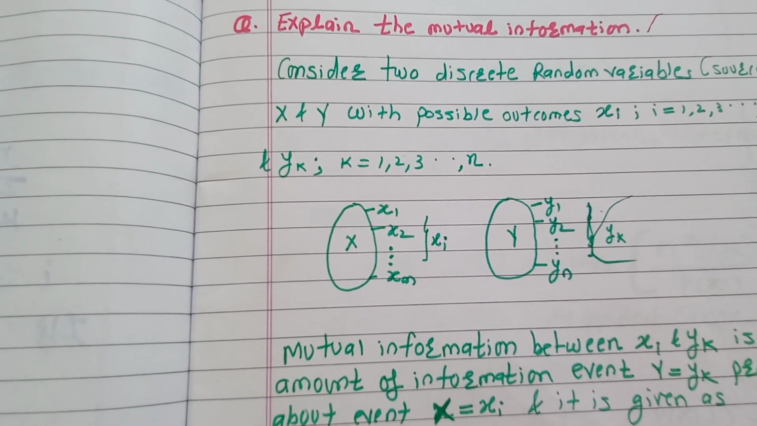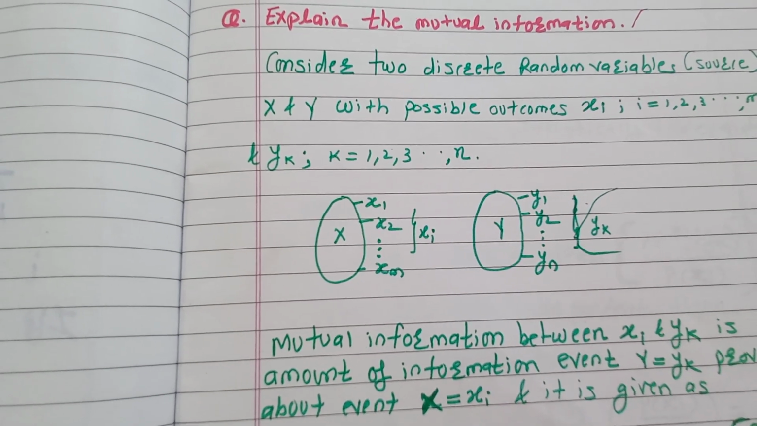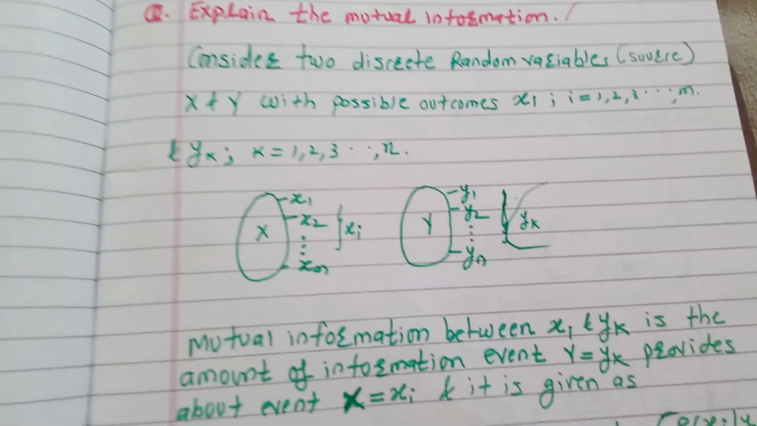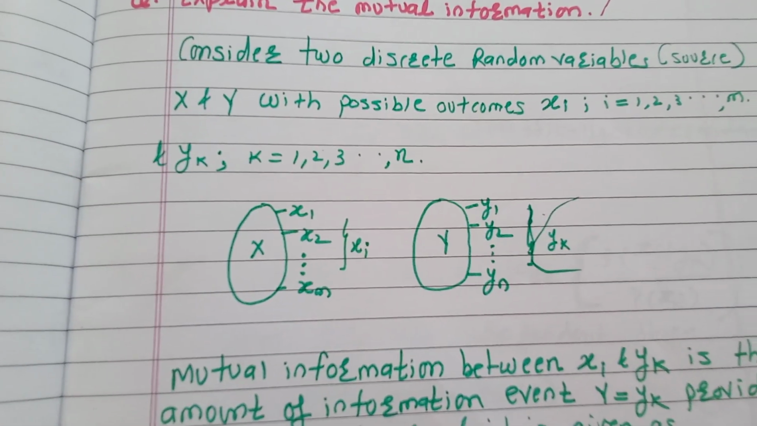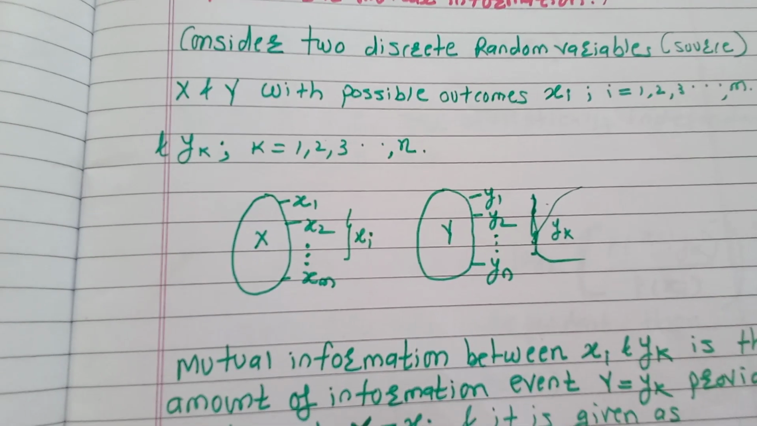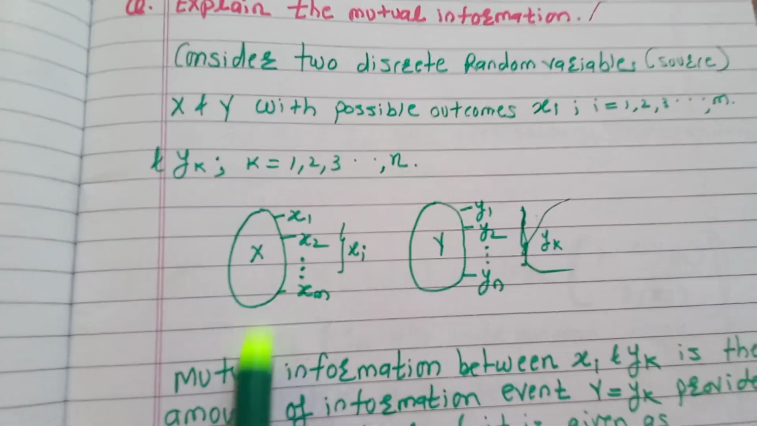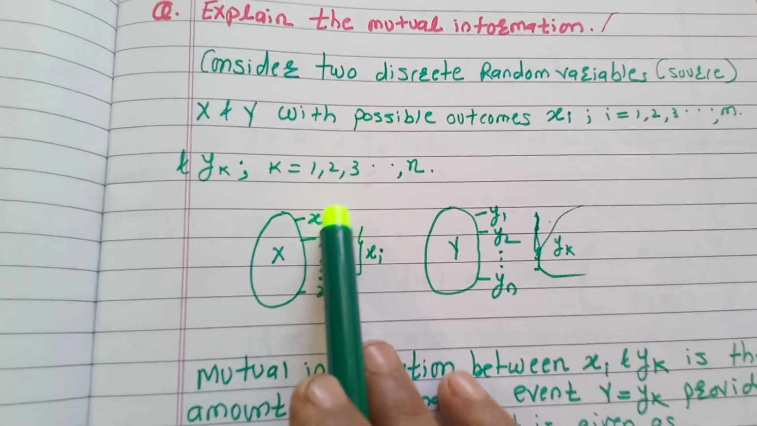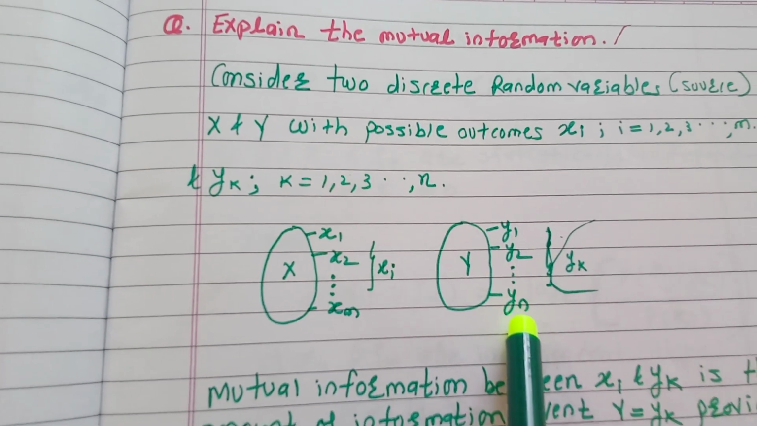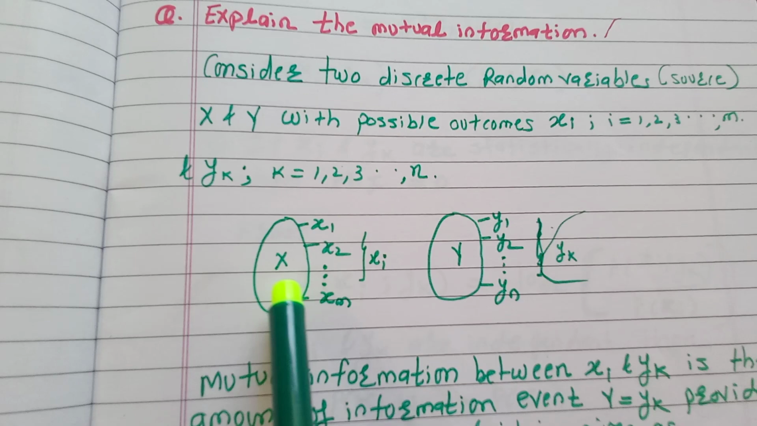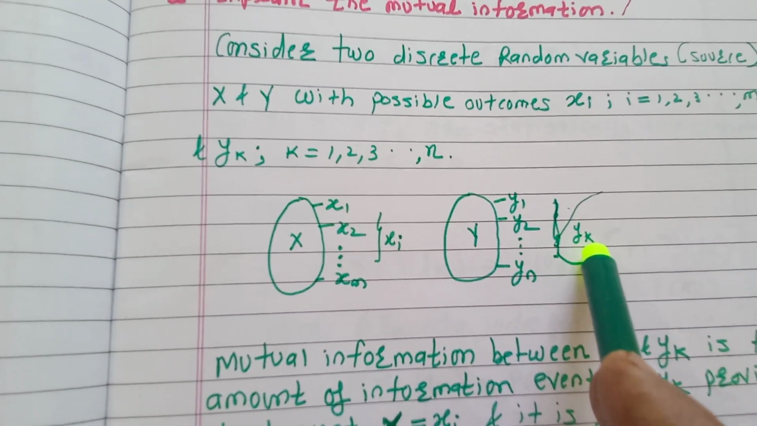Let us understand today what is mutual information. So consider two discrete random variables, or we can say sources, capital X and Y, with possible outcomes xi equal to xi and yk, where i tends from 1 up to m and k tends from 1 up to small n. So this is a random variable or source X, which is giving small x1, x2, up to xm, and capital Y, which is giving y1 to yn. For all these we are saying it is xi, and for all these we are saying it is yk.